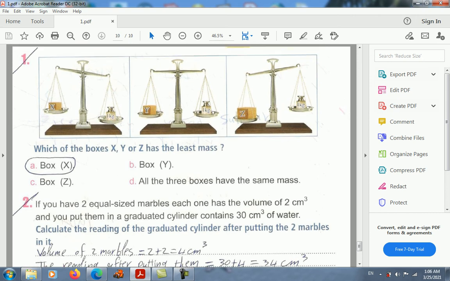1. Which of the boxes X, Y, or Z has the least mass? Box X.